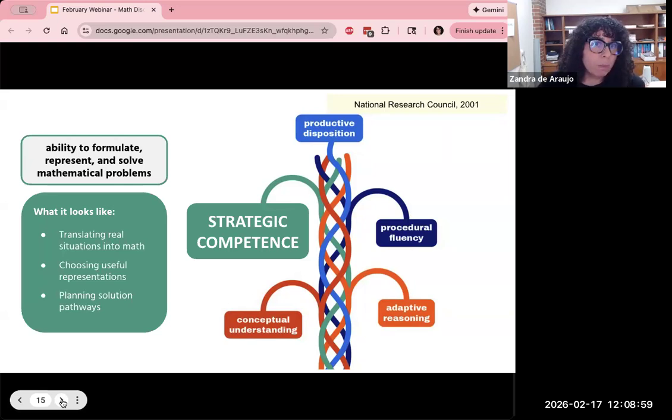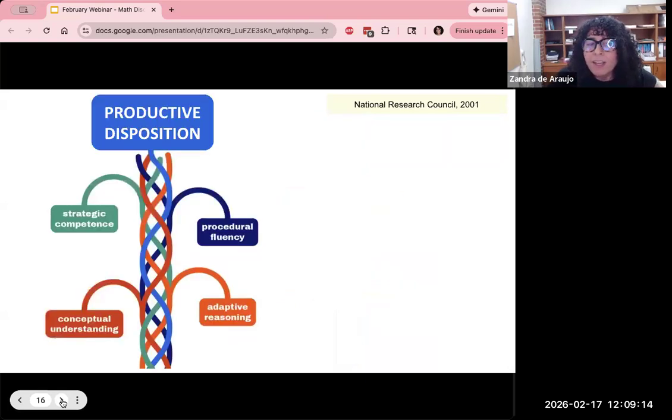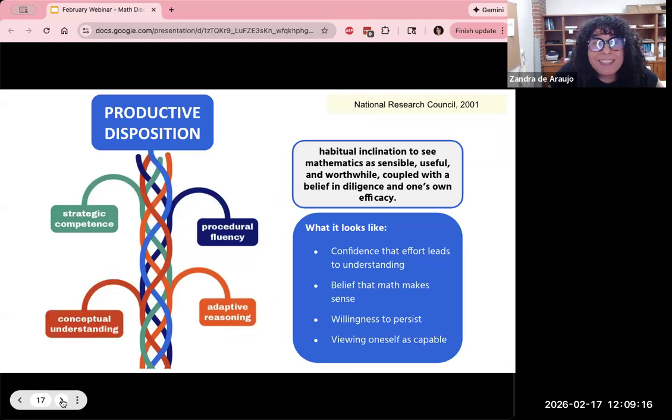So we want kids to start posing problems. We don't always want to be the ones that hold all the knowledge and ask all the questions. We want our students to take some ownership as well. And they should be able to translate it to real world solutions and useful representations, etc. Productive disposition, we want kids to like math and see it as useful. I think this affective feature is one we kind of don't concentrate on because it's kind of hard to measure.